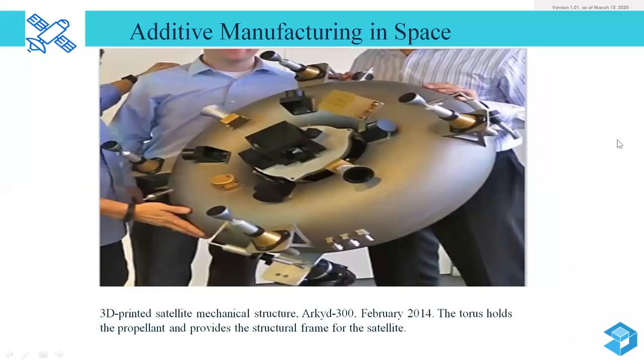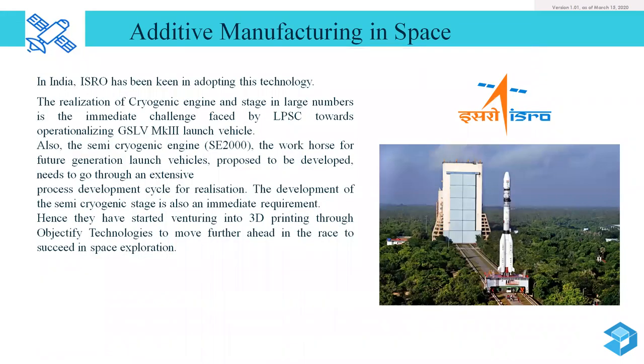And a 3D printed satellite mechanical structure was also manufactured. You can see this Arkit 300. This holds the propellant inside. This is actually a frame of a satellite. These are actual direct applications of 3D printing. Now it's no more just a prototyping technology. This is directly used. Now we'll be talking about ISRO. I'll be passing this on to Mr. Ankit Sahu. He'll talk about how ISRO has been able to adopt this technology.